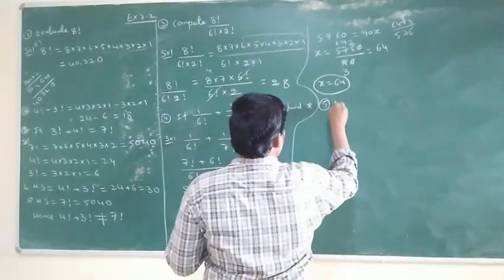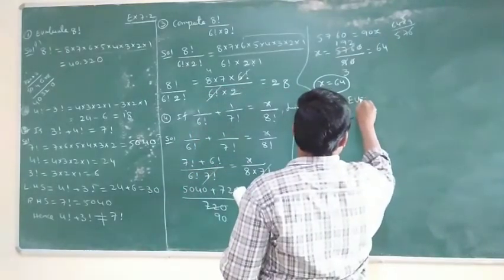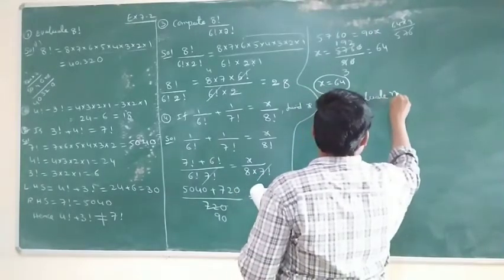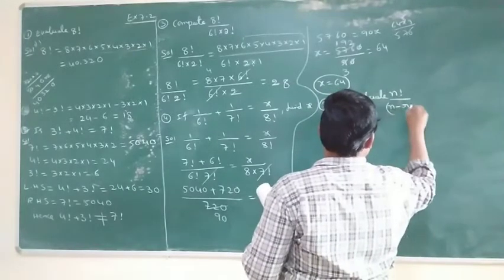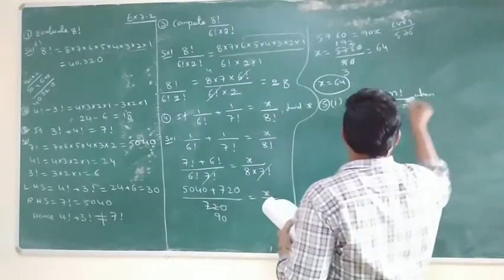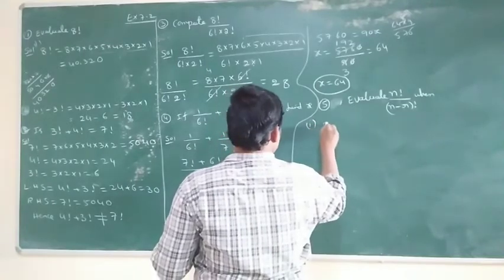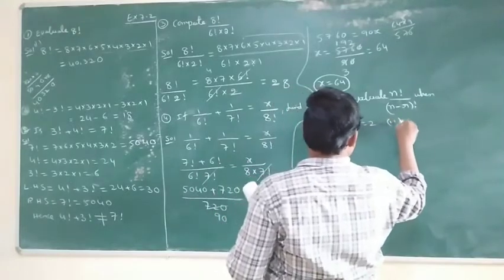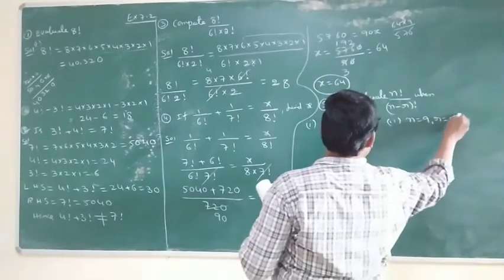Next, fifth problem, first bit. Evaluate n factorial by n minus r factorial, when first bit is n is equal to 6, r is equal to 2. Second bit is n is equal to 9, r is equal to 5.